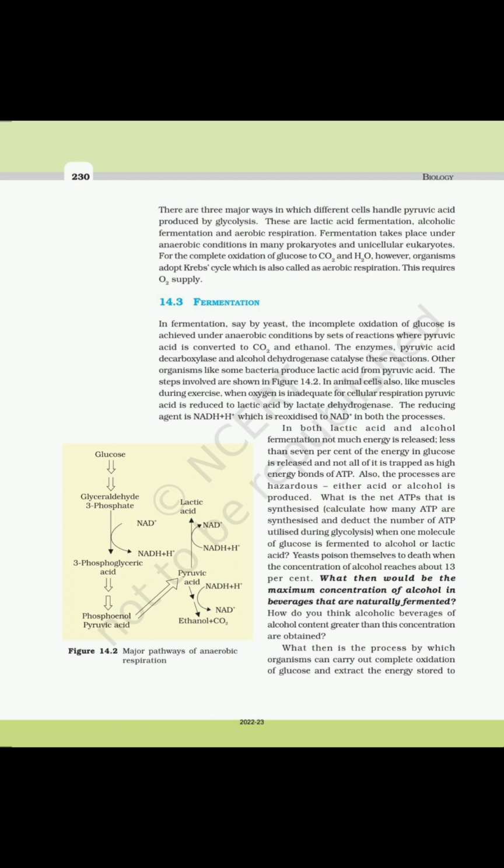14.3 Fermentation. In fermentation, say by yeast, the incomplete oxidation of glucose is achieved under anaerobic conditions by sets of reactions where pyruvic acid is converted to CO2 and ethanol. The enzymes pyruvic acid decarboxylase and alcohol dehydrogenase catalyze these reactions. Other organisms like some bacteria produce lactic acid from pyruvic acid. The steps involved are shown in figure 14.2. In animal cells also, like muscles, during exercise, when oxygen is inadequate for cellular respiration, pyruvic acid is reduced to lactic acid by lactate dehydrogenase.